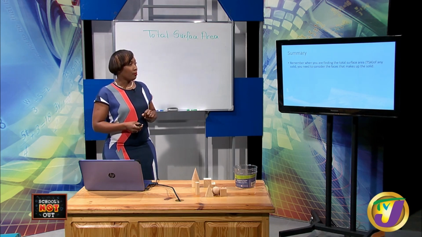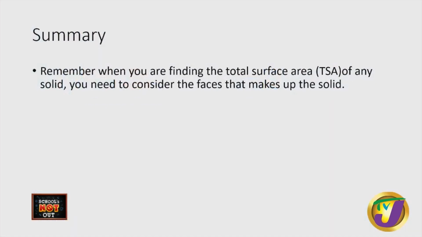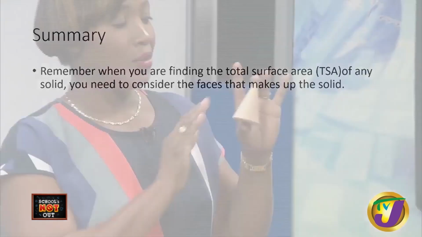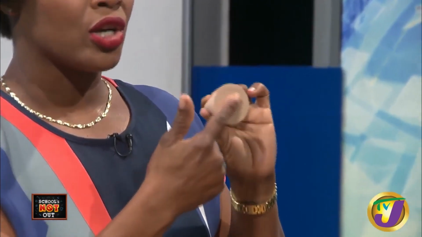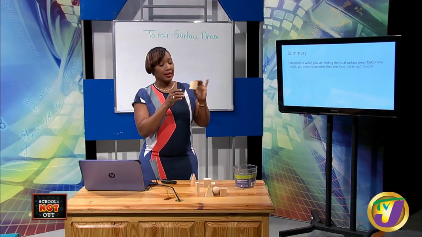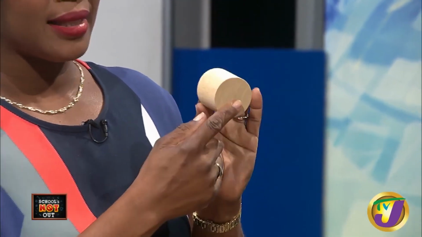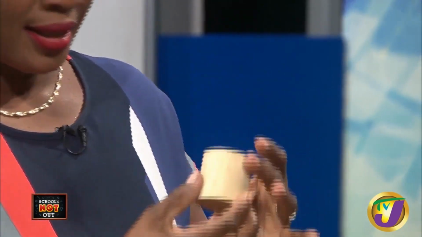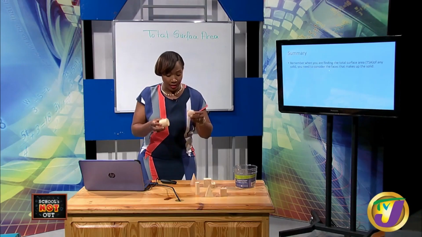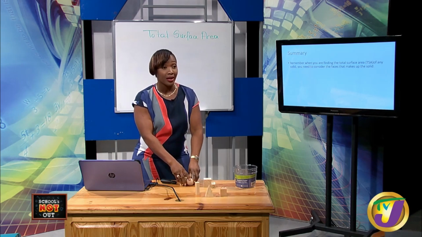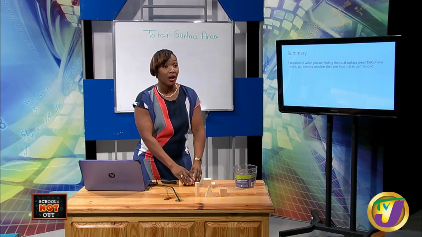Several persons require this skill of knowing how to calculate the total surface area. So remember, when you're finding the total surface area, which we commonly call the TSA, of any solid, you need to consider the faces that make up the solid. Let us have a look at my desk to see the solids that we're looking at. So for your cone, you have this curved surface plus a circular one. For your cylinder, you'd have 2 circular faces and your curved surface. And remember, we said that these are non-polyhedrons because not all their faces are polygons.